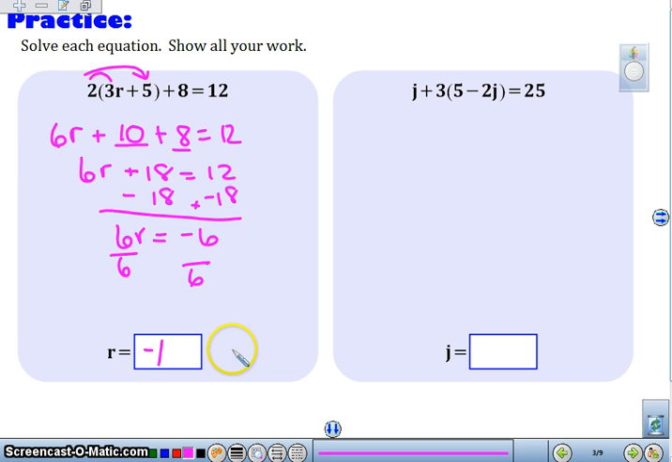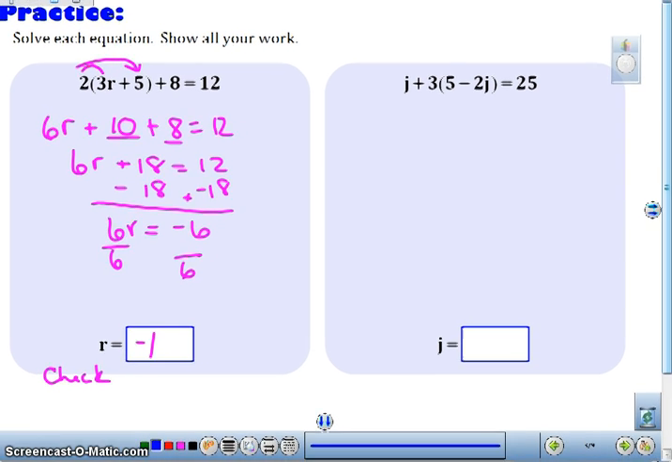If you're not sure you did that right, again, do the check. So there should be enough room in your notes. This is where I did my check on my notes. I did it down below the problem, so please check as you look at this.